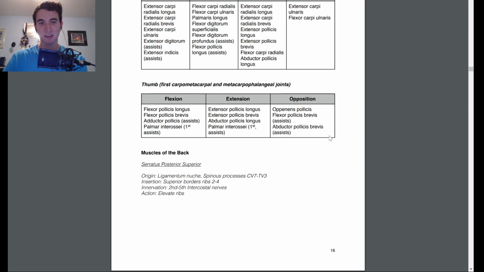I don't know what that necessarily means. Then with extension, we have extensor pollicis longus, extensor pollicis brevis, abductor pollicis longus, and palmar interossei, the first, assists. And with opposition, we have the opponens pollicis, the flexor pollicis brevis, which assists, and the abductor pollicis brevis, which also assists. And now we are done with the forearm.